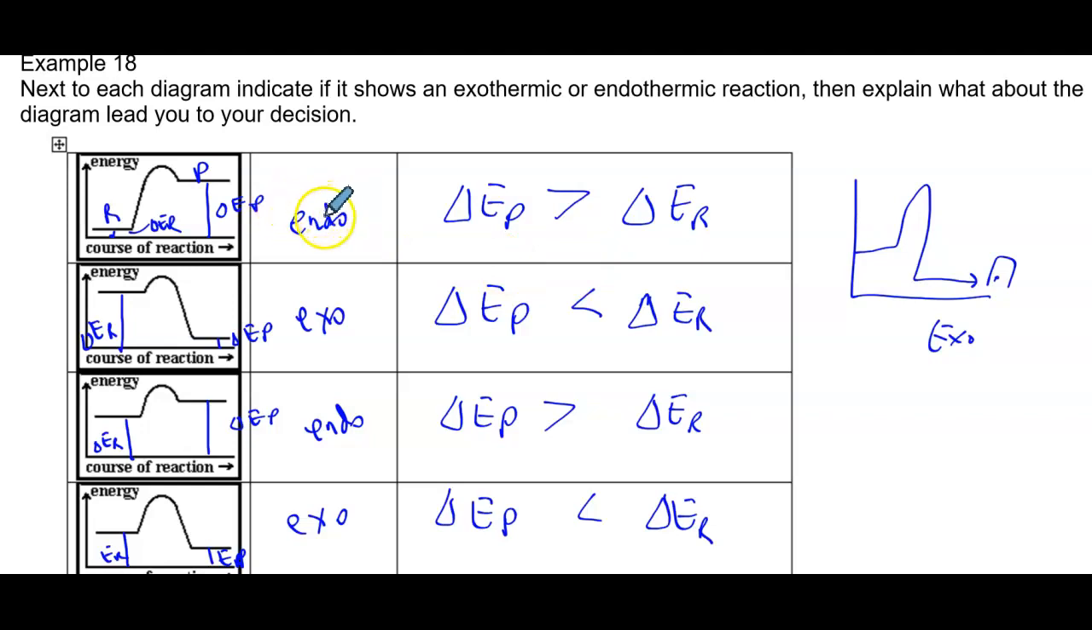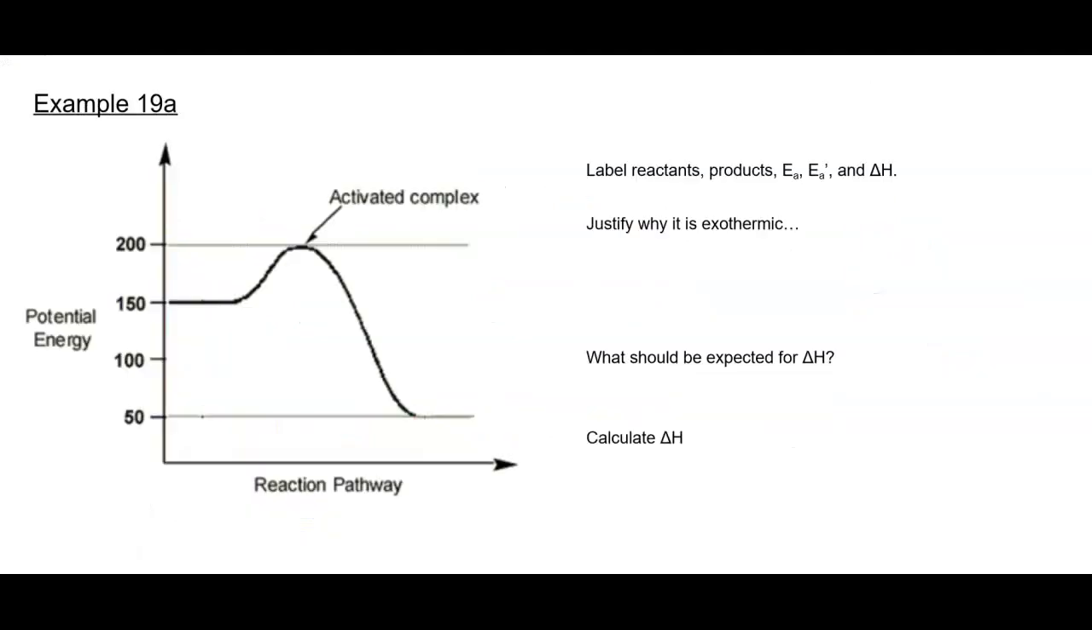You will need to be able to identify if it's endo or exo, but also be able to justify why it's endo or exo based on this system, meaning the change in energy of the products is less than or greater than the change in energy of the reactants, what makes it endo or exo. Okay, in your homework and during assessments, you'll need to be able to do all these pieces. So we're going to label these 5 pieces.